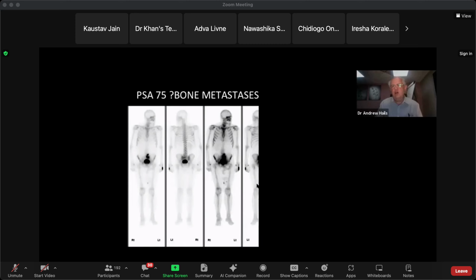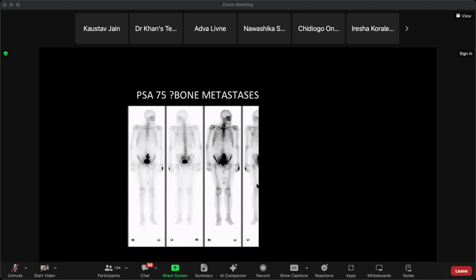Right, so now the same doctor. Obviously it must be a man, mustn't it? It says PSA 75, query bone metastases. Any comments to make? So I'm presented with anterior and posterior whole body views.